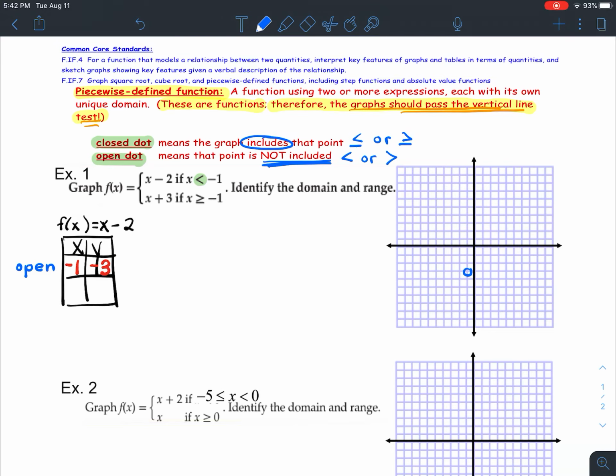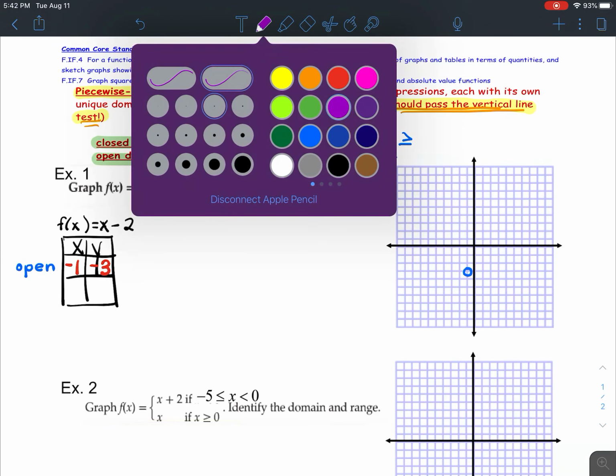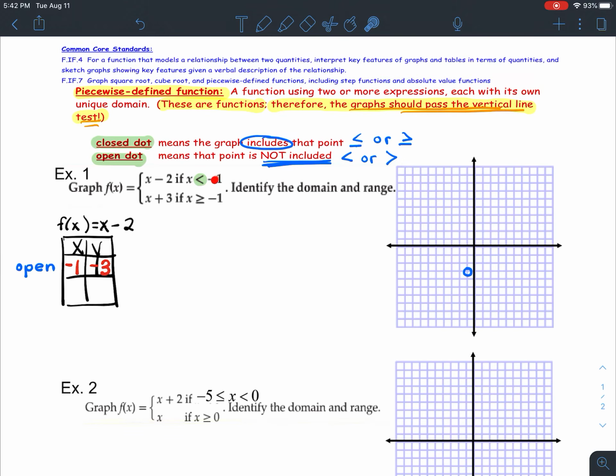Our symbol is just a less than symbol. So I'm going to just make a little note to myself that when I plot the point -1, -3, I'm going to be plotting that as an open dot. So let's go ahead and come over to -1, -3. Keep that as an open dot.